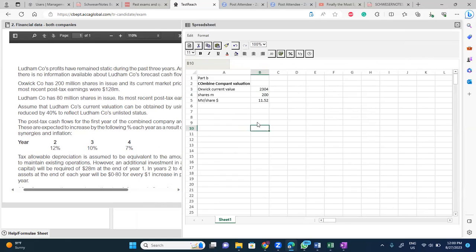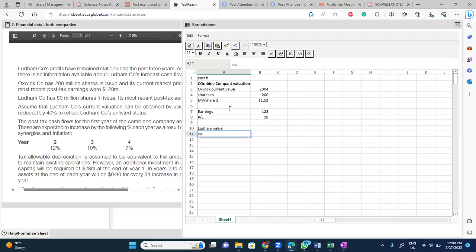11.5. Then calculate the PE ratio. Earnings are 128 million. PE ratio is market value over earnings, 18. So now calculate the Ludum company value.